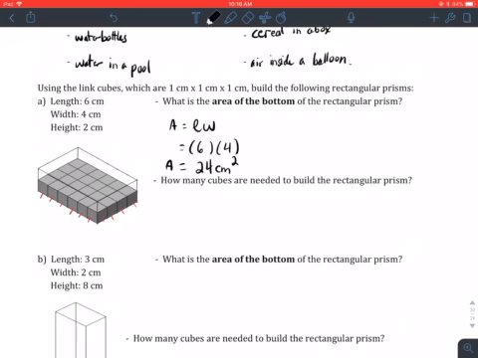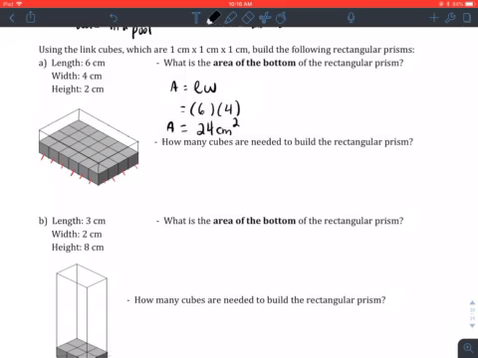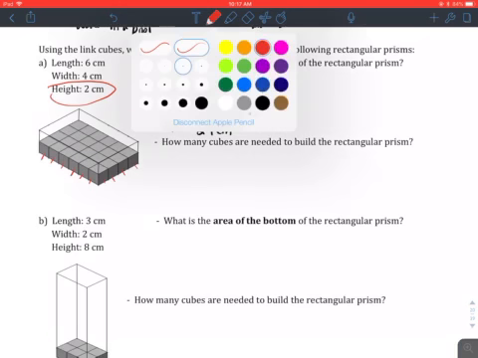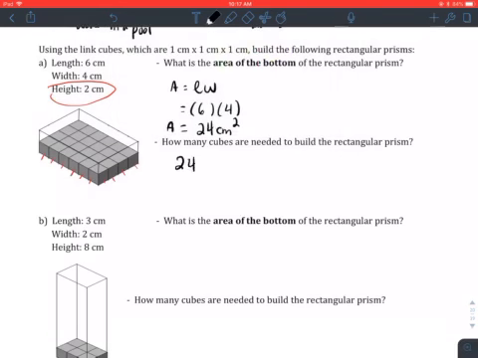Now we have to figure out how many cubes are needed to build the prism, keeping in mind that the height is 2 centimeters. So if one cube has a height of 1 centimeter, in order for the prism to have a height of 2, I have to add another layer to the top of this. So since the bottom layer is 24 cubes, we're going to have to double that for the second layer, and we're going to need 48 cubes to build the prism.